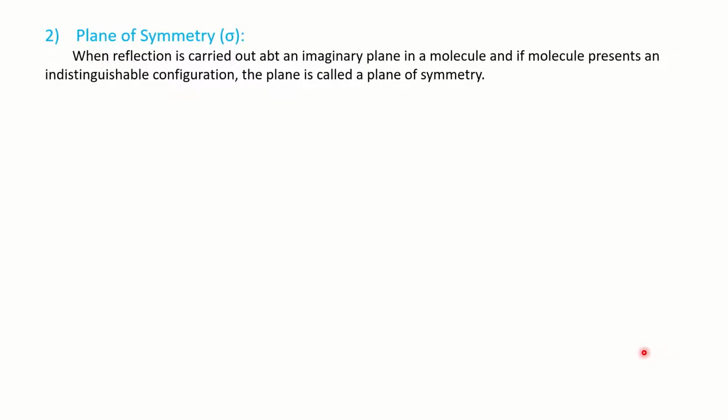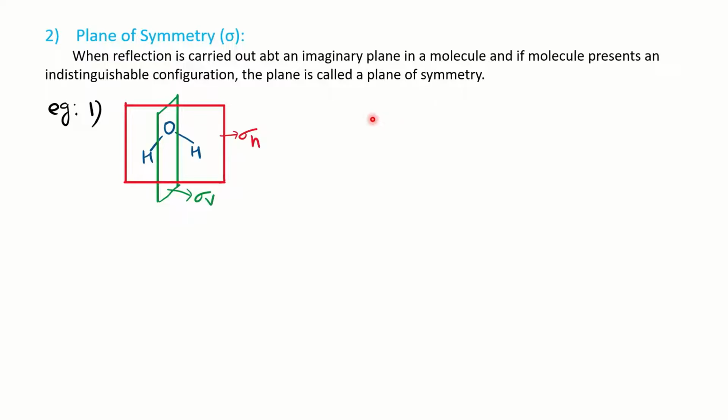Now we'll come to the next symmetry operation, which is called the plane of symmetry, represented by sigma, which is also called reflection symmetry. So what is that? When you have any imaginary plane which represents the other half of the molecule as an indistinguishable configuration, then the molecule is considered as having a plane of symmetry.